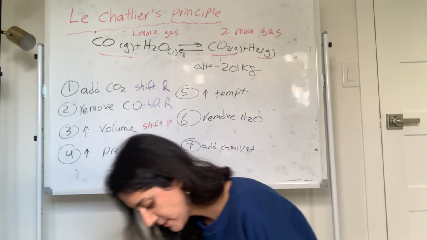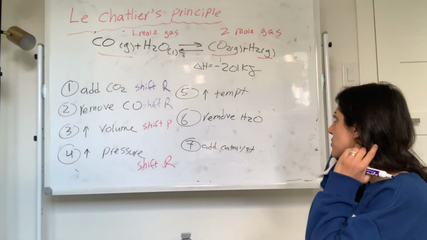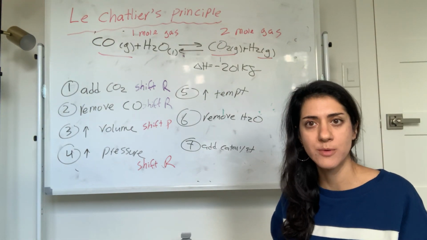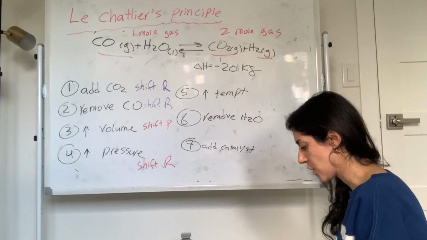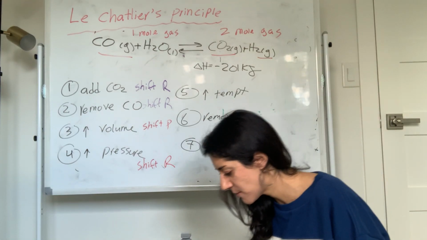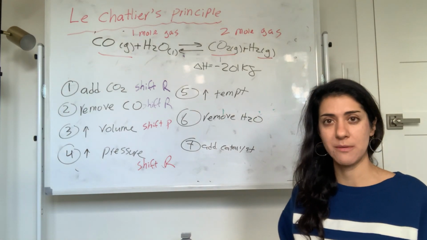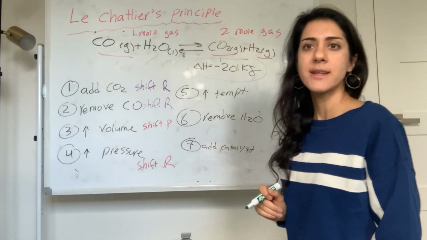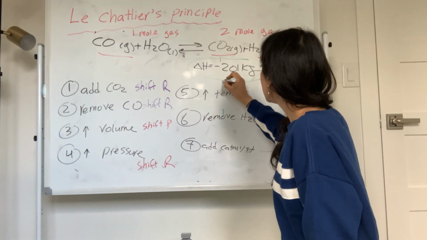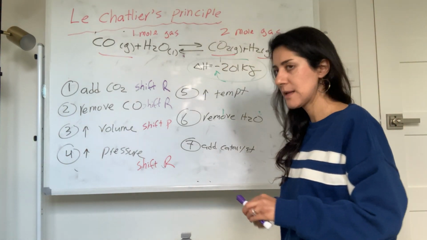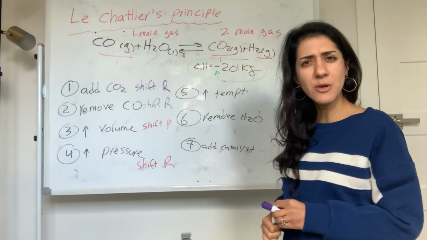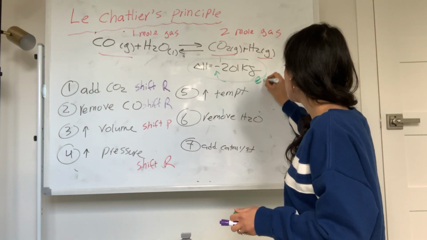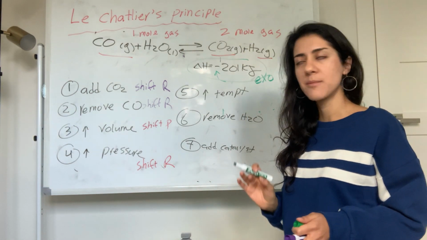Now, what happens if you increase the temperature? Well, increasing the temperature has to do with whether you have an exothermic or an endothermic reaction. That's why I gave you the delta H of this reaction. The delta H of this reaction is negative 201 kilojoules. What does that mean? Is that exothermic or endothermic? That means it's an exothermic reaction. Okay? That's an exothermic reaction.